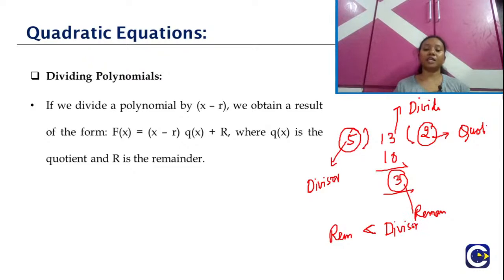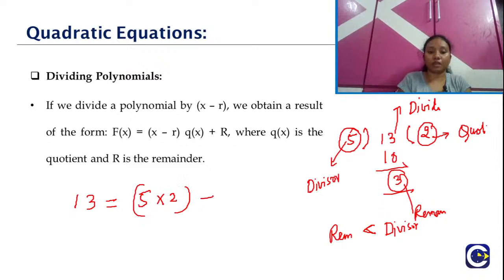Right, so when my remainder becomes less than the divisor, until that step I am going to divide the given numerical repeatedly. So here, how will we represent this 13? According to this division, my dividend will be equal to divisor into quotient plus the remainder 3. So this is nothing but what we'll be calling the factor theorem.